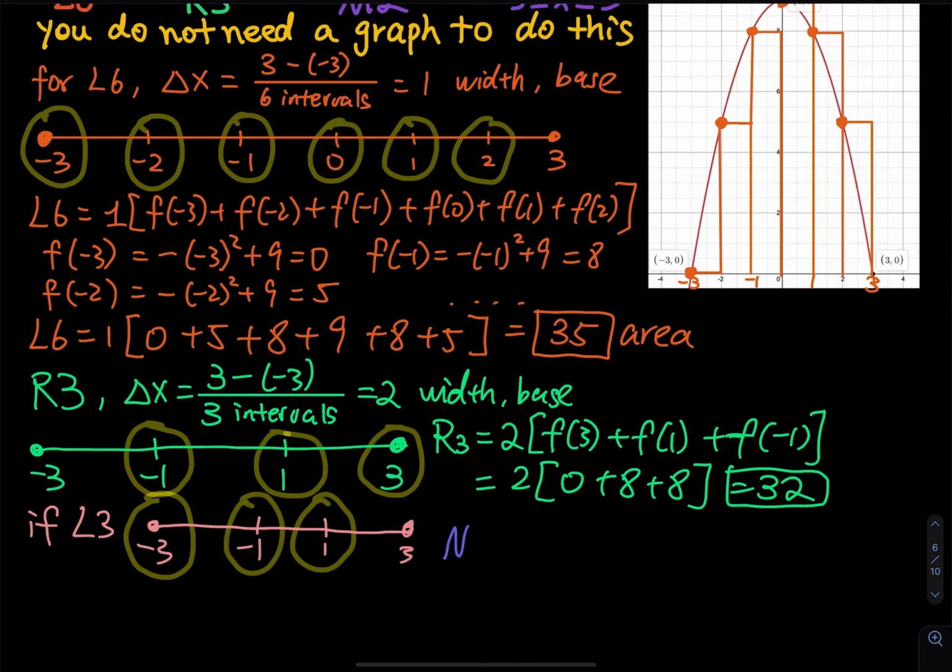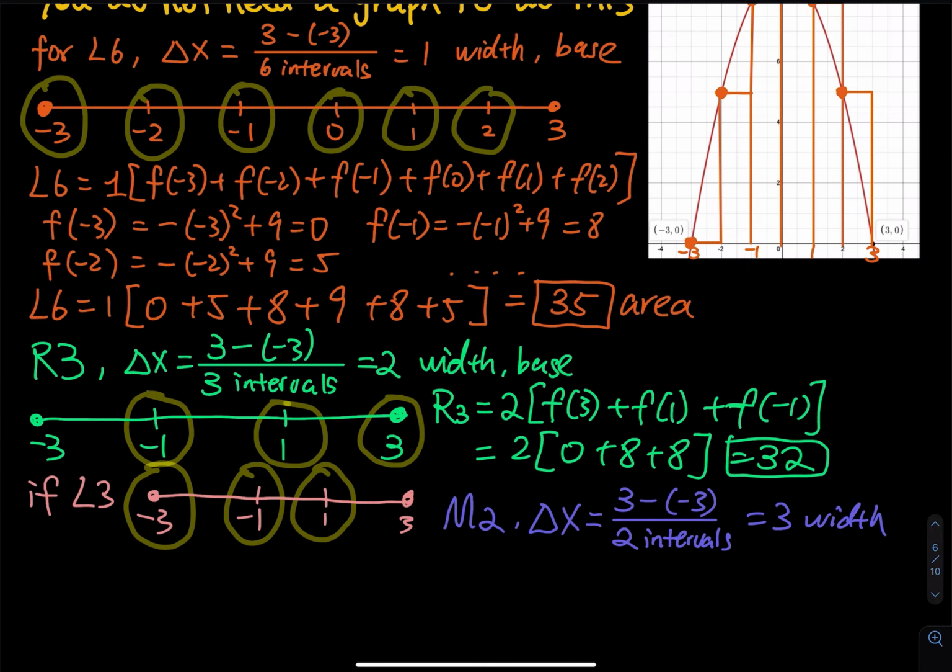So for a midpoint sum using 2 intervals, the width of the rectangle is maximum x minus minimum x divided by how many? 2 intervals. 6 divided by 2 is 3, and then this is the width. And then you draw the interval. So we have -3 plus 3 plus 3. Are we done? No. We are looking for the midpoint.